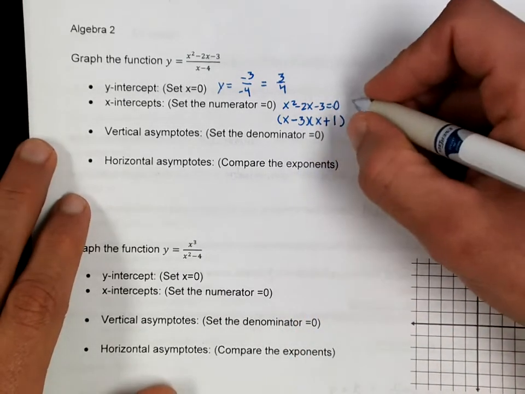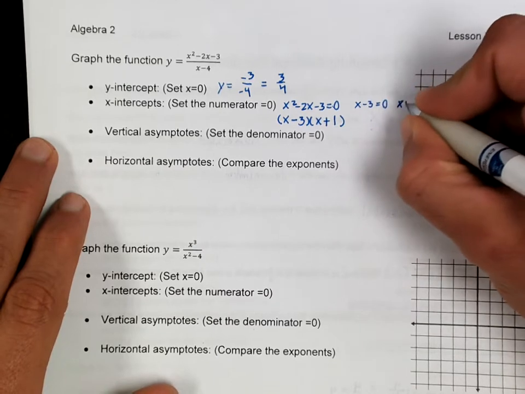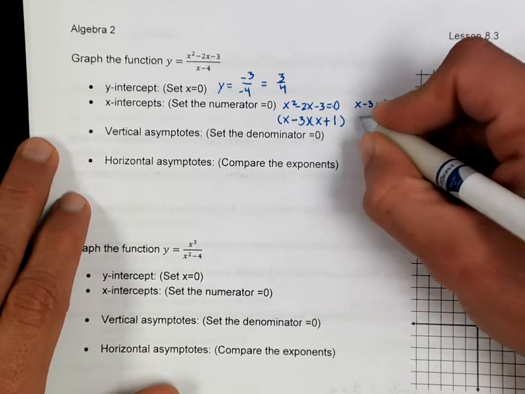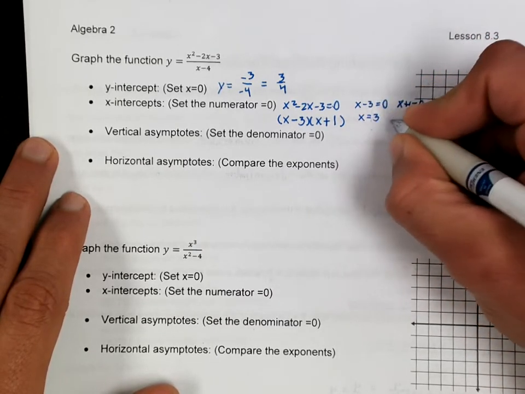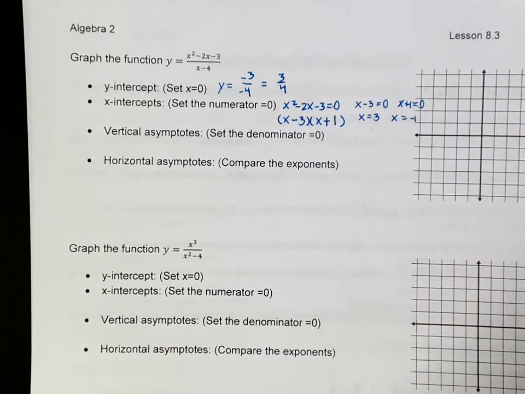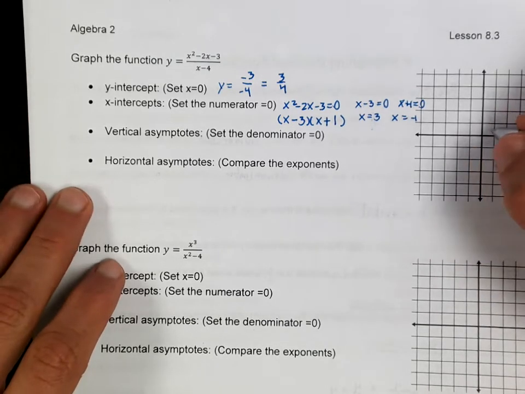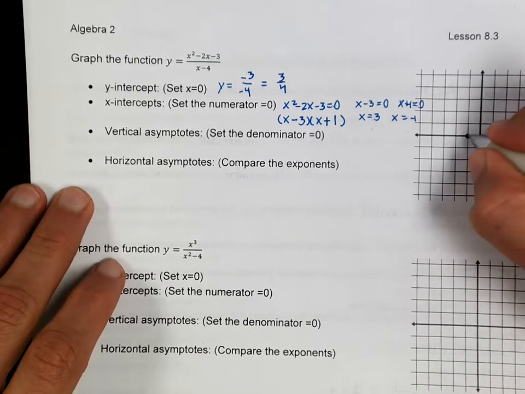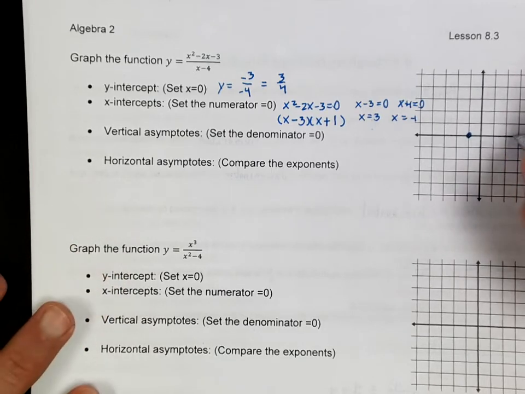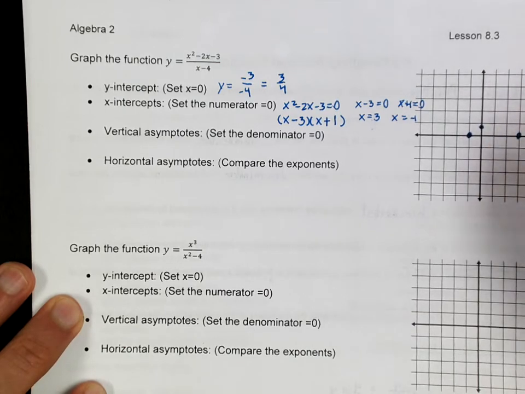All right, so now I'm going to set each factor equal to 0, and I'm going to solve. This one is x is equal to 3. This one is x is equal to -1. Okay. So in this case, I have two x-intercepts: one at -1, one at +3. Right now I have a y-intercept at 3/4, so right about there.